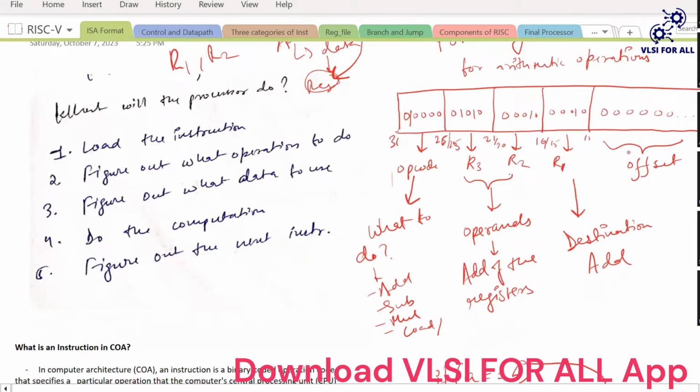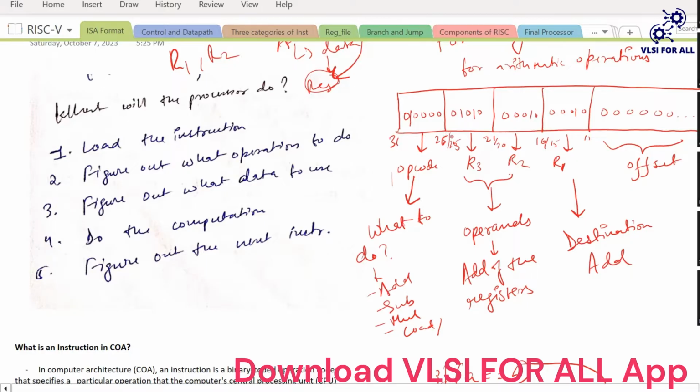Okay. First of all, this is a 32-bit instruction. This 32-bit instruction is divided into different sections. The first 6 sections are the opcode. The second 2 sections are our operands. Fine.